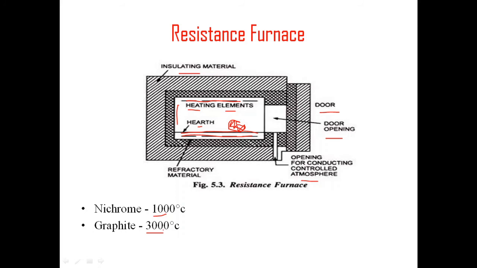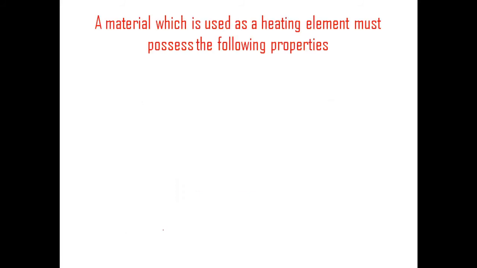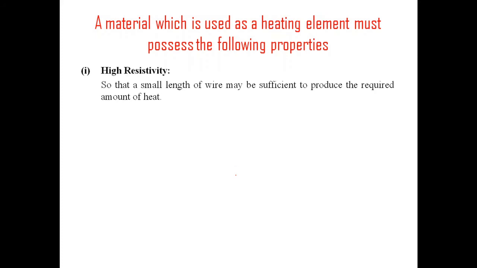So properties required are important. Based on that we will select the materials. Let's have a look over the properties required by the materials. So here I mentioned it, a material which is used as a heating element must possess the following properties. The very most important property is it should be of high resistance or high resistivity, meaning resistance per unit area.